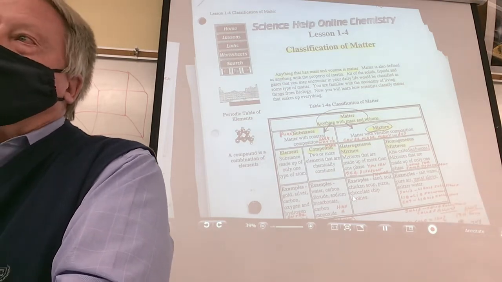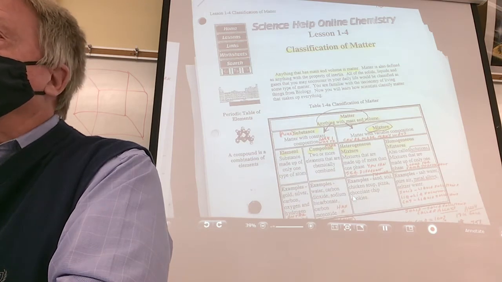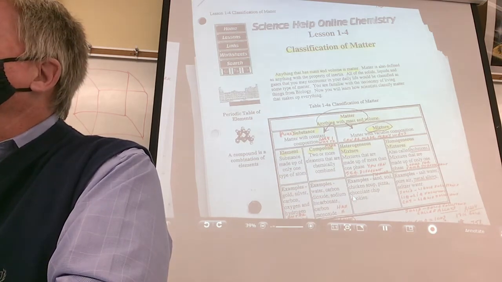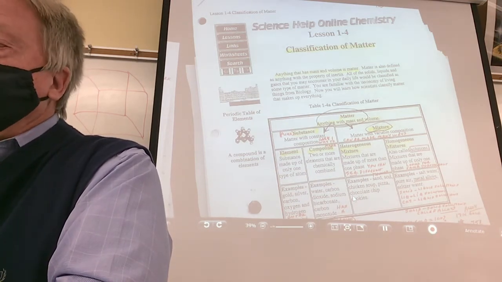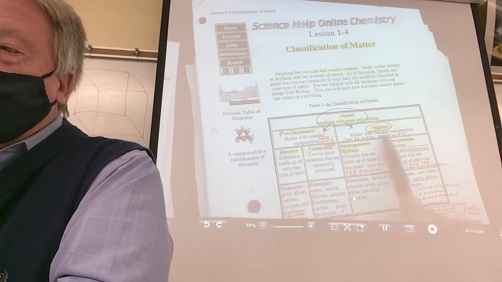And I know what you're thinking. You're thinking, I'll just go home and memorize this. No, that's not going to work for you. It's not going to work for you to memorize this. Tell me what the difference is between a substance and a mixture.